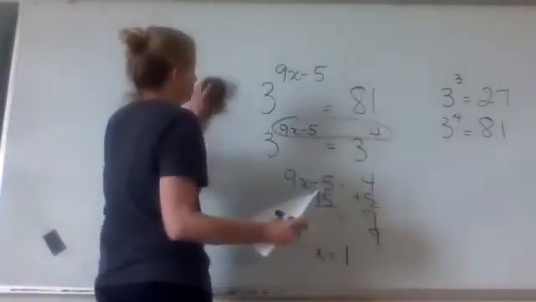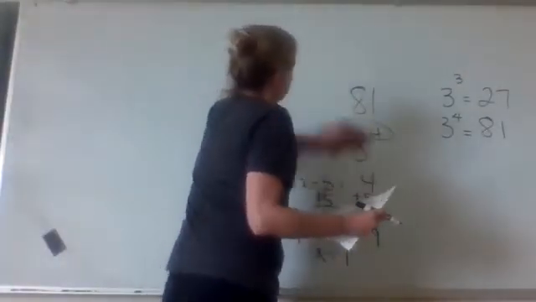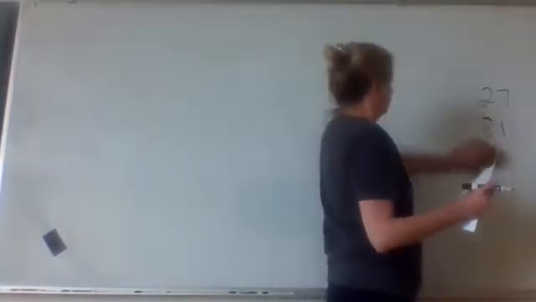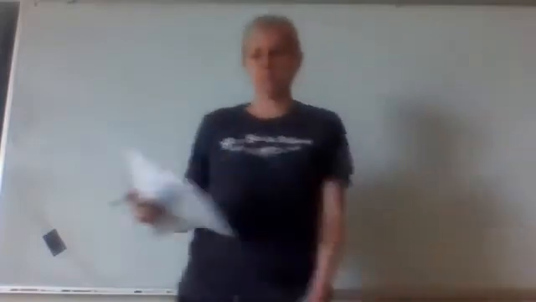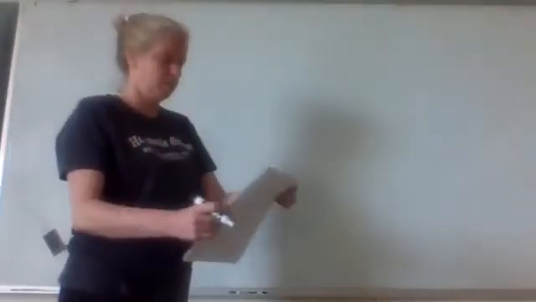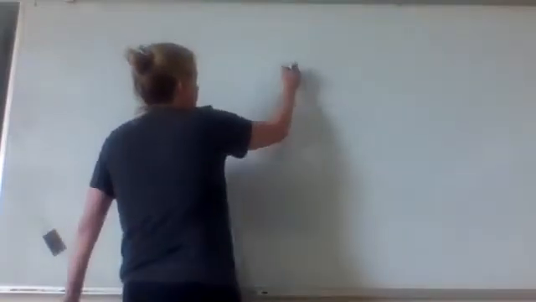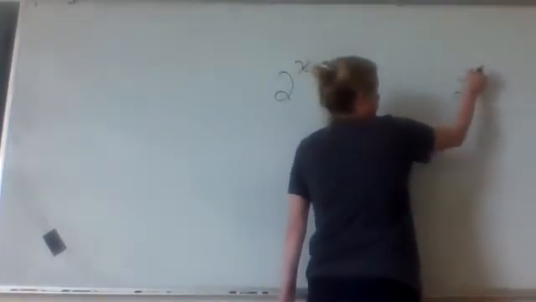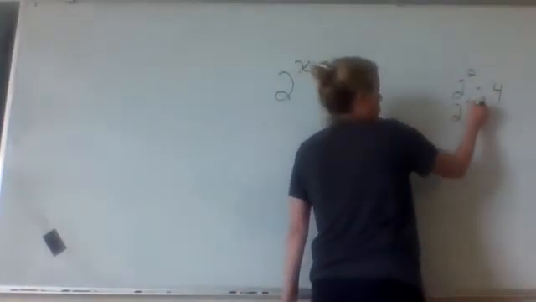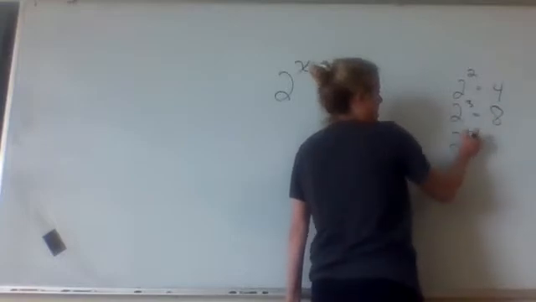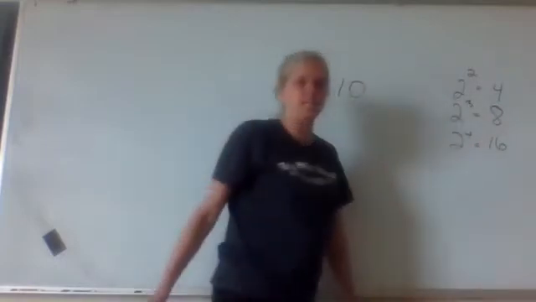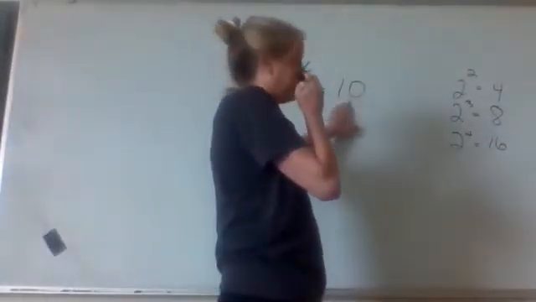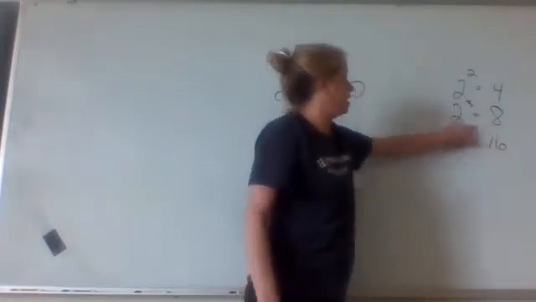Right, number 5. Two to the x power equals 10. Let's see, 2 squared is 4, 2 to the 3rd power is 8, and 2 to the 4th power is 16, which means I can't write 10 with a base of 2, right? It skips it right here.